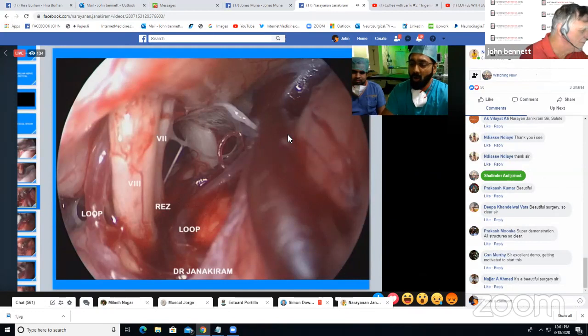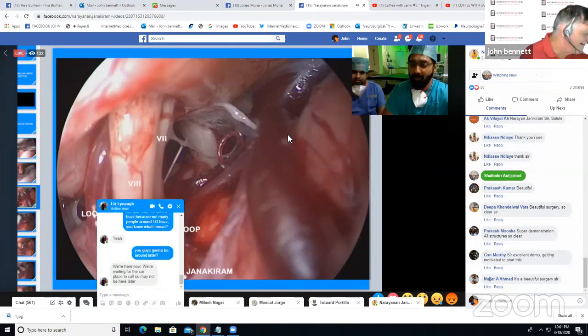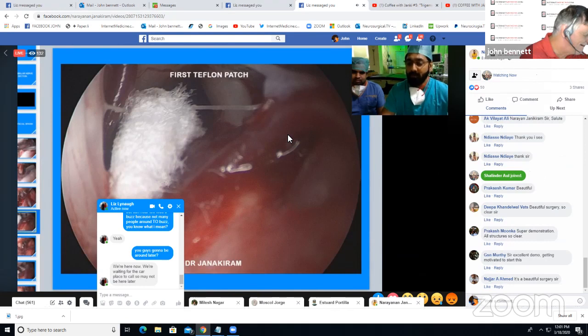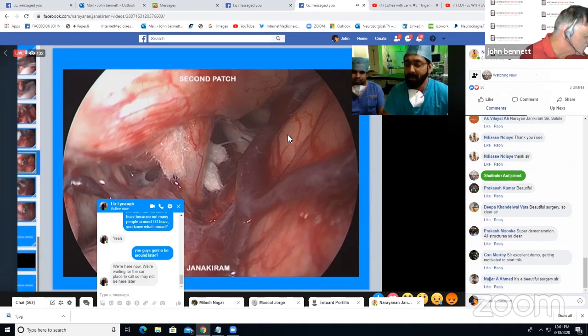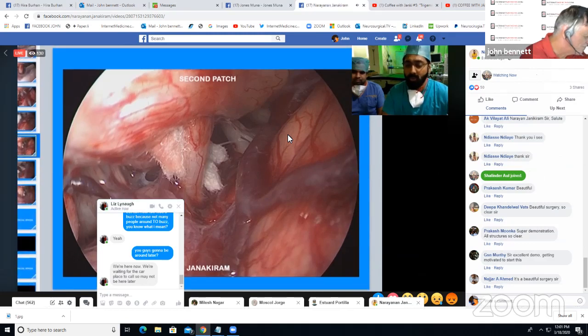You can see all of it is marked. That's the loop which is going there. And what we will do now is we'll place a Teflon between the loop and that nerve. You can see how the Teflon is being placed between the nerve and the root zone, the loop.